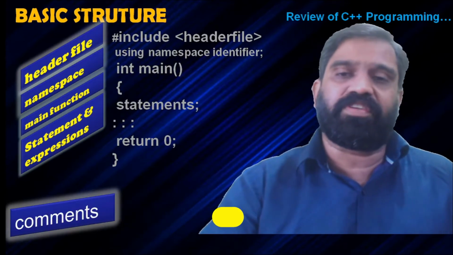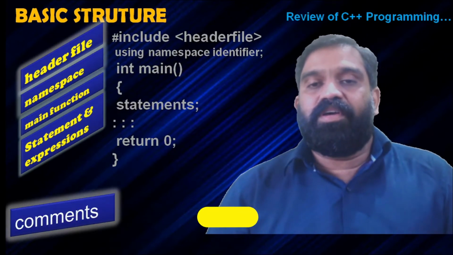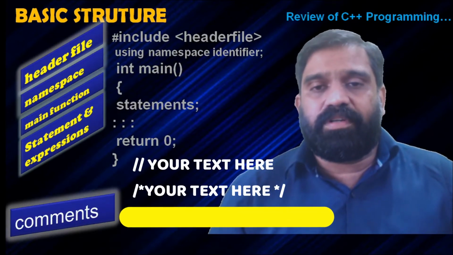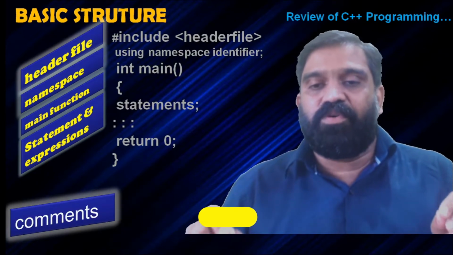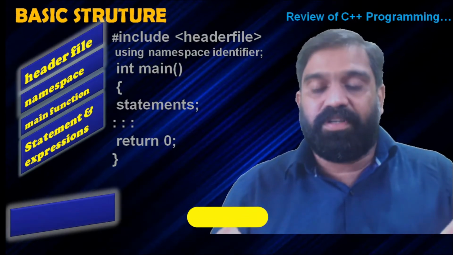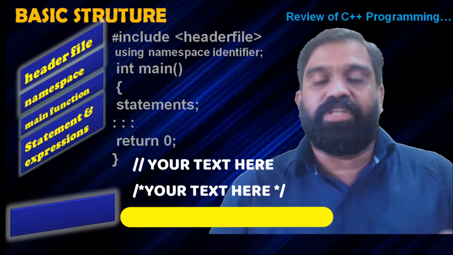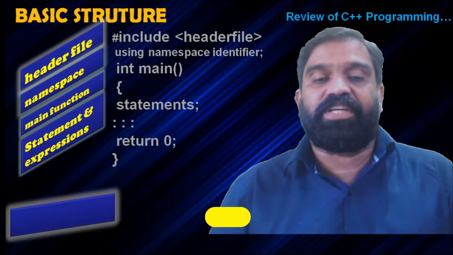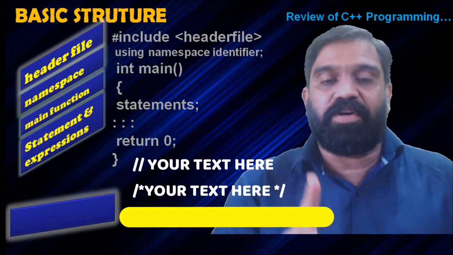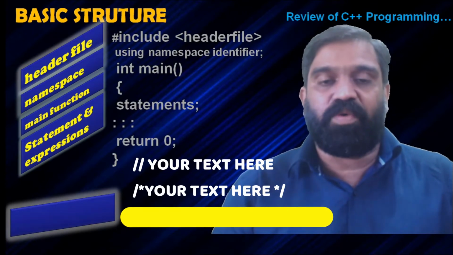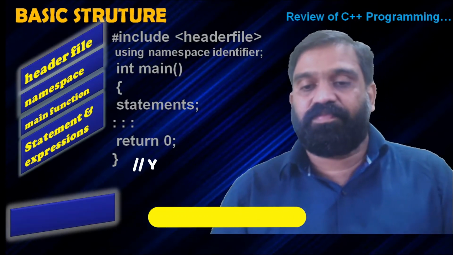What are the uses of these comments? If you want to describe the program, you can write the comment at the top of the program, before you write the hash include header file. You just give a description about the program. That description is for the programmer, not for the compiler. That is why it should be written after 2 slashes.